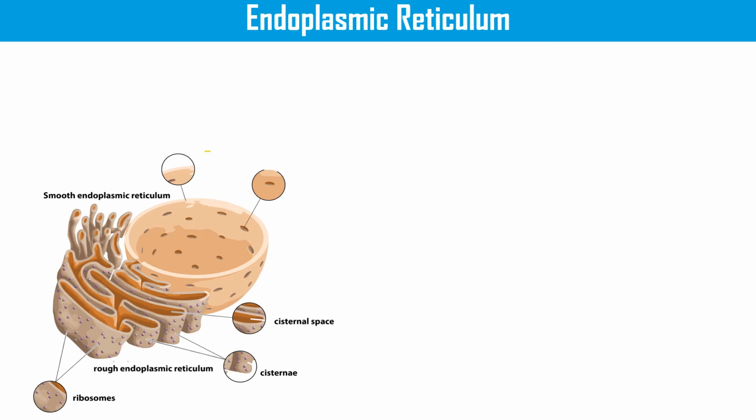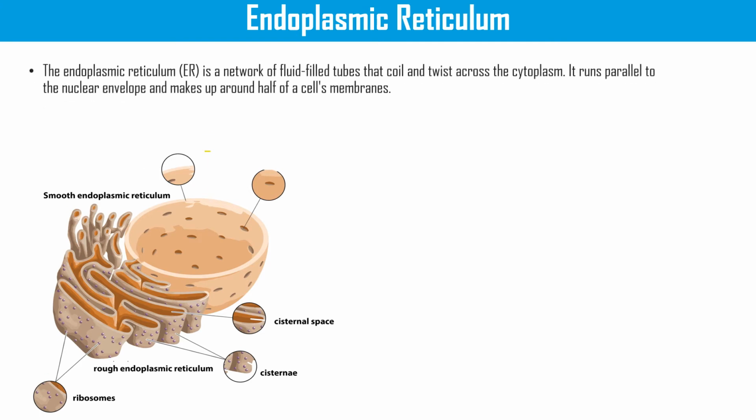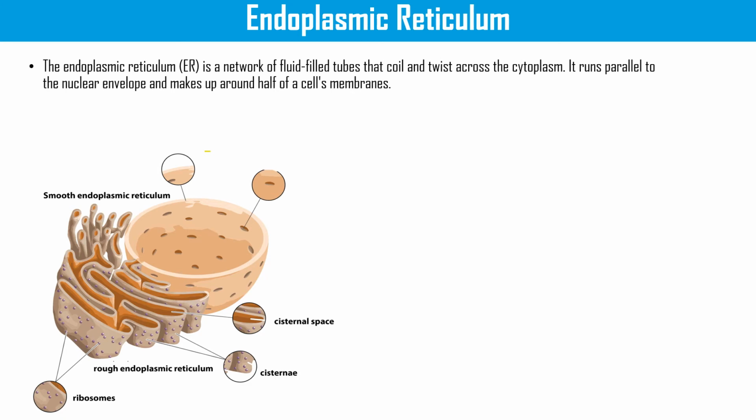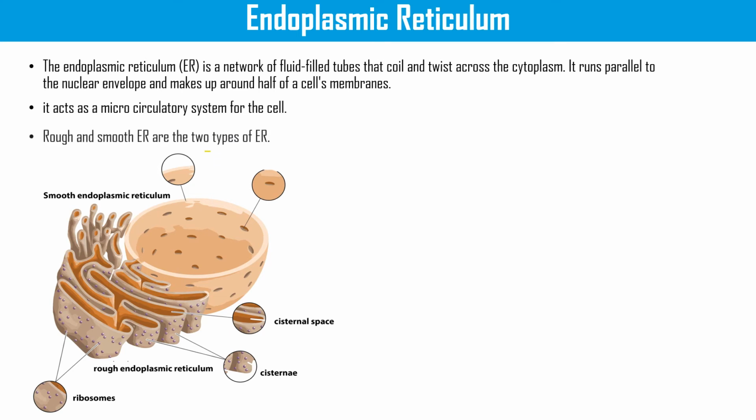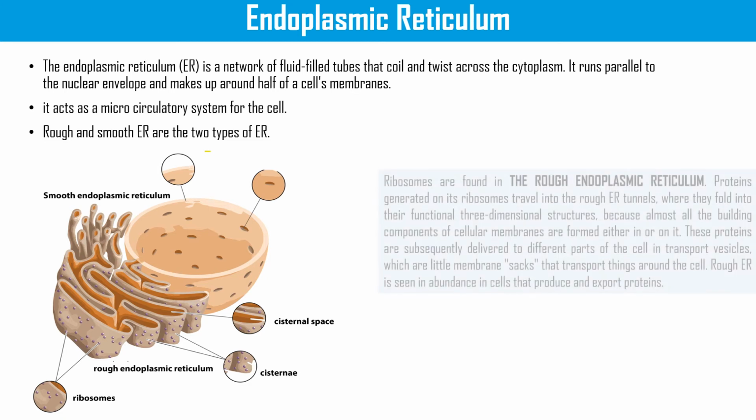Next is the endoplasmic reticulum. The endoplasmic reticulum is a network of fluid-filled tubes that coil and twist across the cytoplasm. It runs parallel to the nuclear envelope and makes up around half of the cell's membrane. It acts as a microcirculatory system for the cell. There are two types of endoplasmic reticulum: rough endoplasmic reticulum and smooth endoplasmic reticulum.